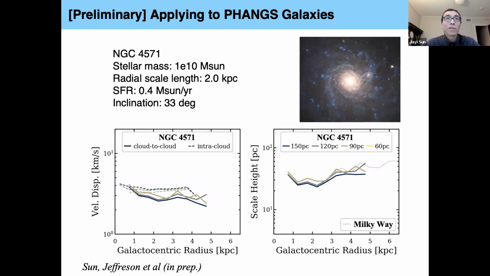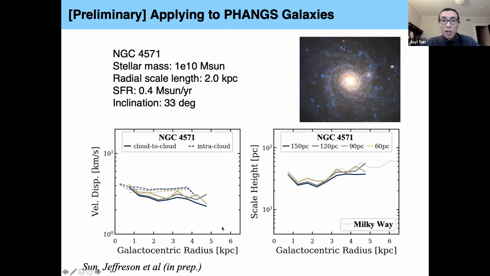Here's another example. This is a slightly lower mass galaxy. The thing about this one is that the inclination is relatively higher. So there could be more contribution from the in-plane motion, and we need to be more careful about removing that to get the actual vertical component. But you can see the same thing. The intra-cloud term is slightly higher than the inter-cloud, and the inferred scale height seems to match the Milky Way relatively okay.